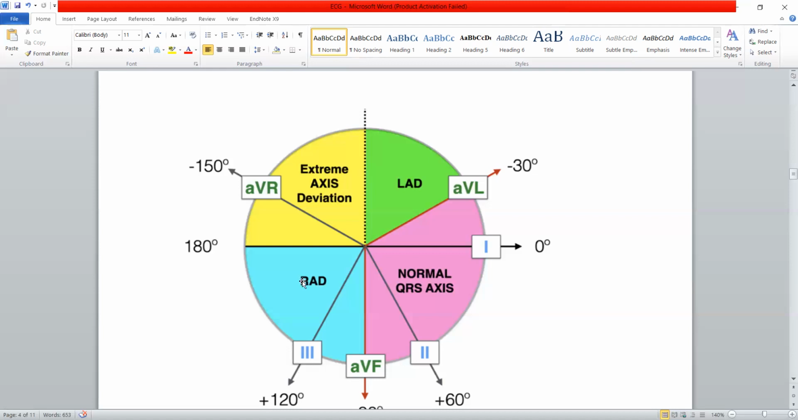Remember these two principles and you will never get the answer of an axis deviation wrong. So now let's suppose that we see lead AVF and lead 1. If the current is flowing towards a lead, it will produce a positive QRS complex. And if the current is flowing away from the lead, it will produce a negative QRS complex.